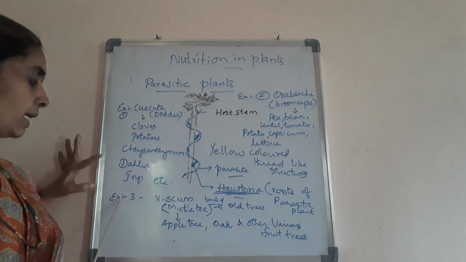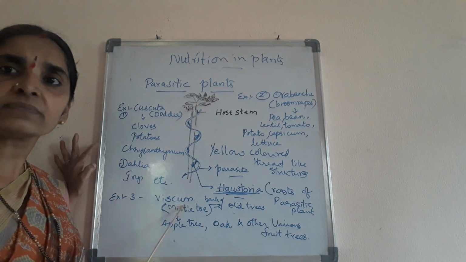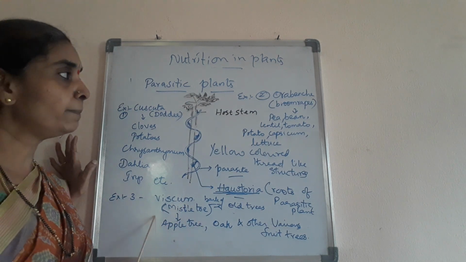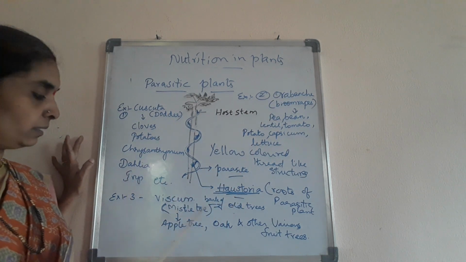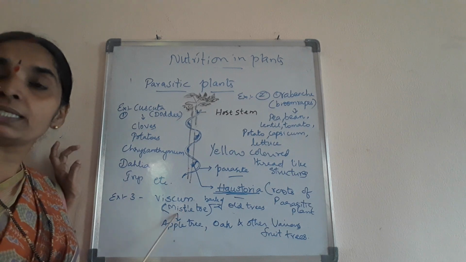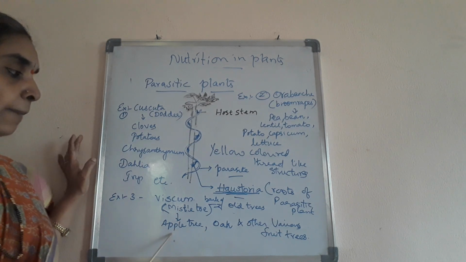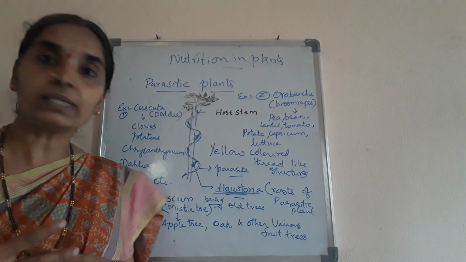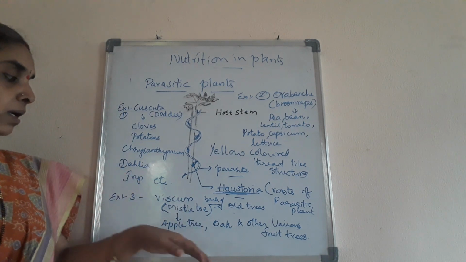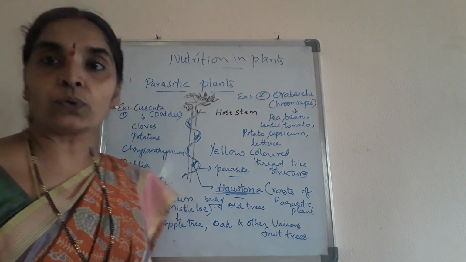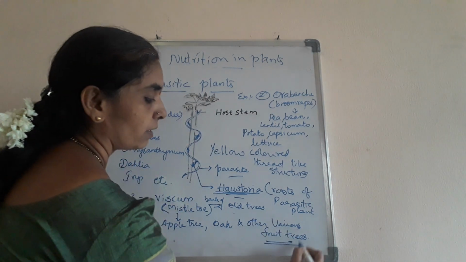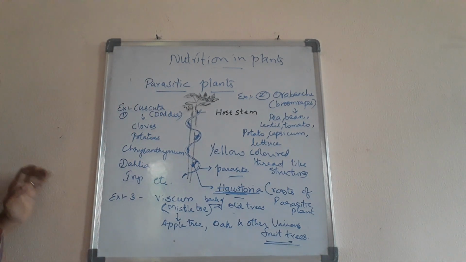Next, coming to the other example, Viscum. Its common name is mistletoe. Orobanche's common name is broomrape, Cuscuta is dodder, and here Viscum is mistletoe. It penetrates over apple trees or mostly the bark of tall trees and all. So this mainly being the apple trees, oak plantations and other fruit bearing plants. So you can note it down about these plants, children. Okay, carry on. Note down these points.